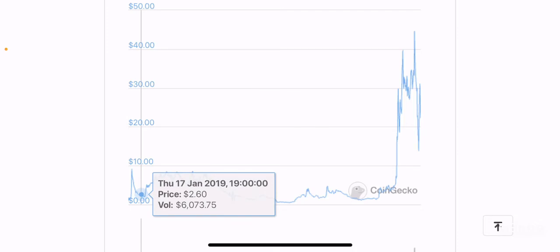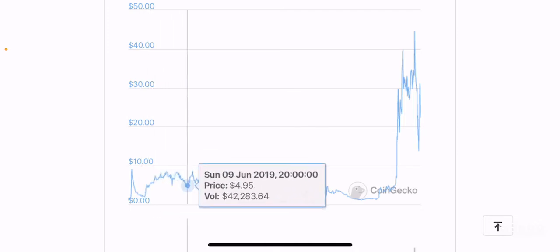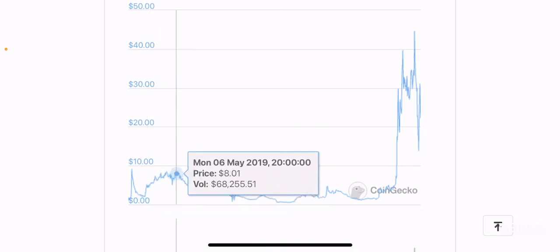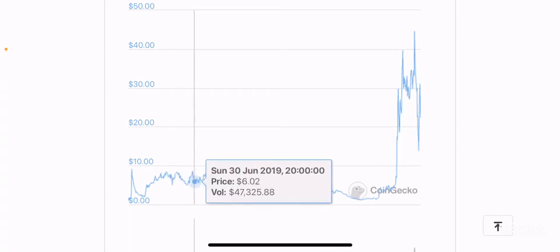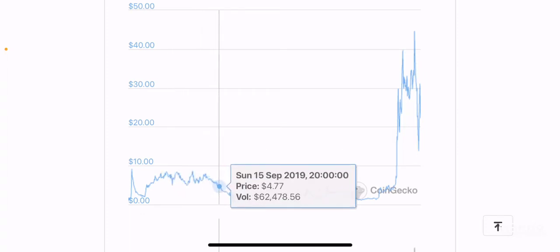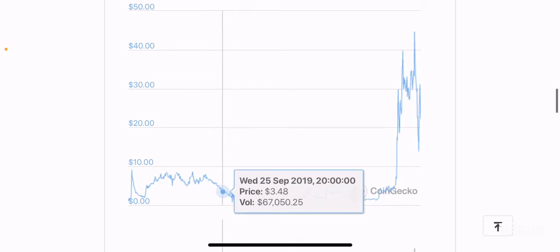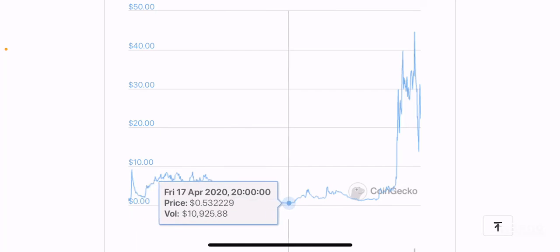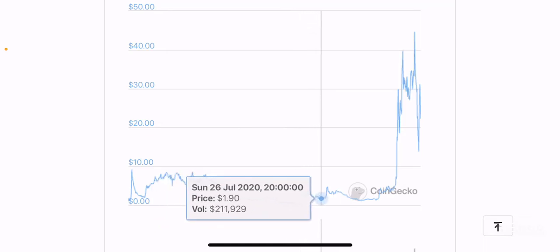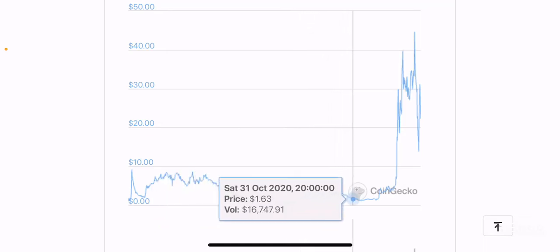It spiked and had its price rally to close to $10 per token, but was pretty much moving sideways with no significant performance. Late 2019, this token was moving sideways and in a downtrend where it made an all-time low of about 55 cents per token. Pretty much not a lot of action last year as well.